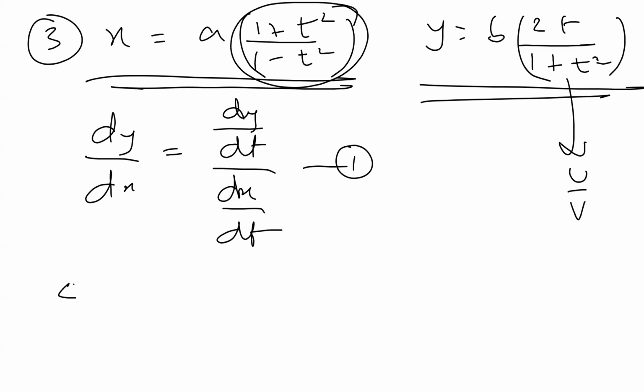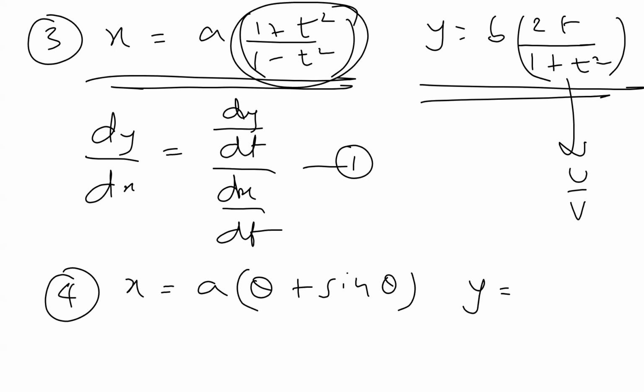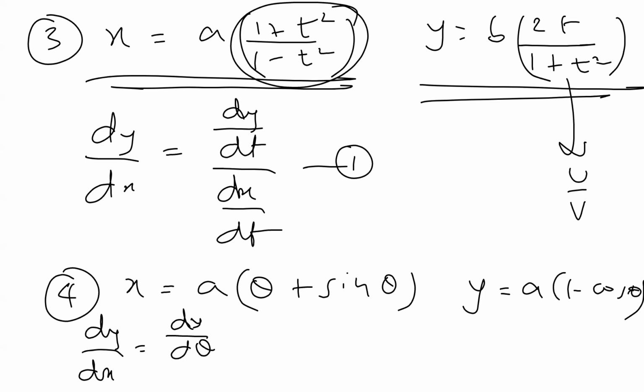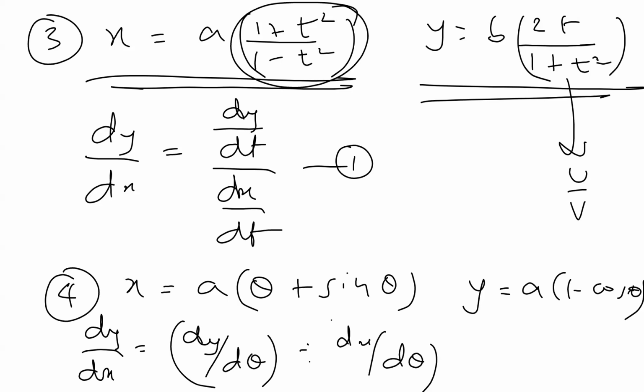Question number 4. x is equal to a into theta plus sine theta. y is equal to a into 1 minus cos theta. So a and b are constants. So theta becomes the parameter. dy by dx is dy by d theta upon dx by d theta. Because x is down, dx by d theta is the next term. y is up, so dy by d theta is the first term.